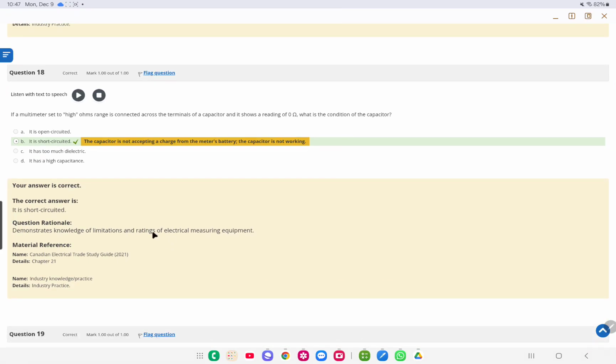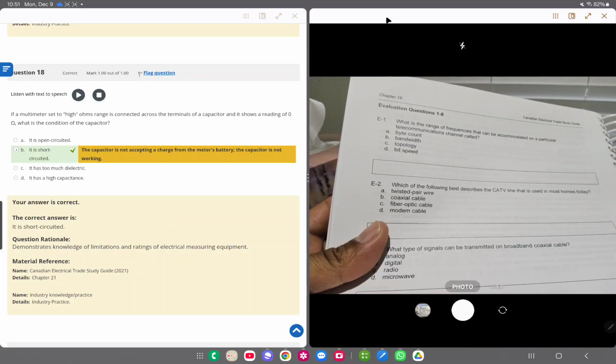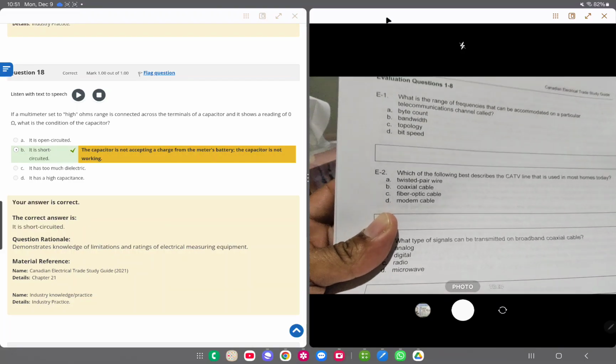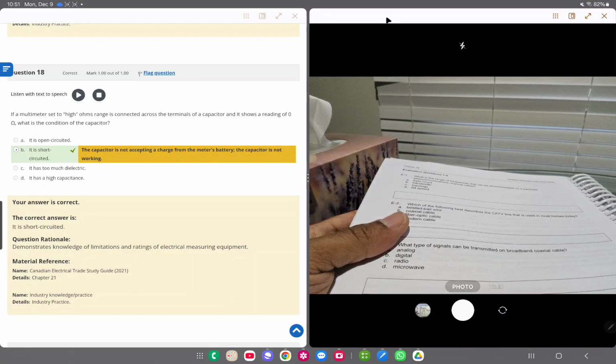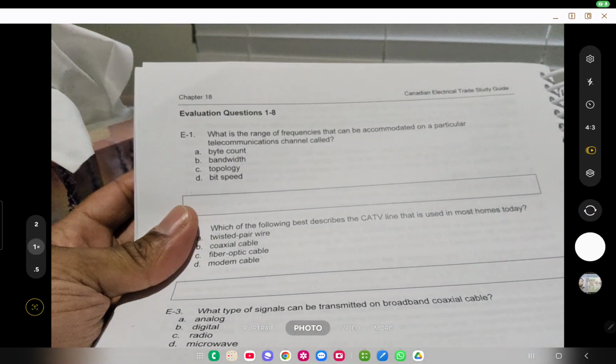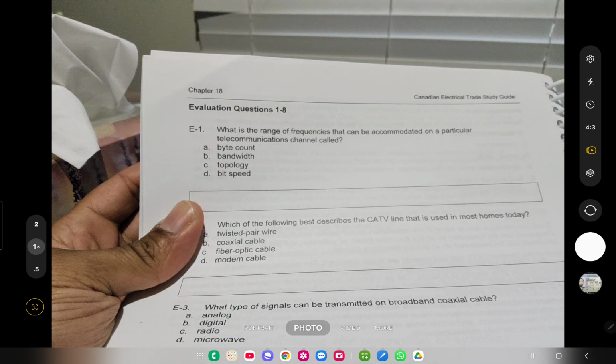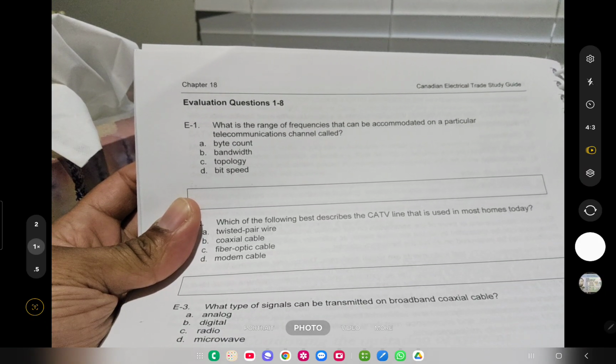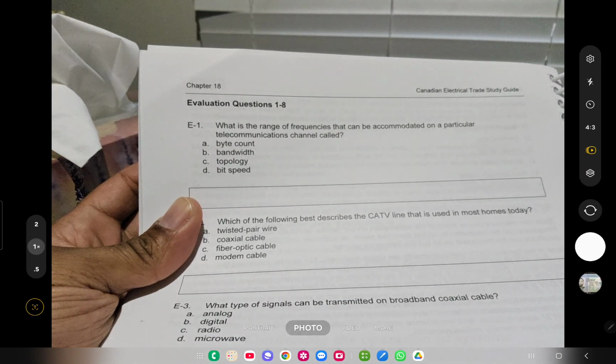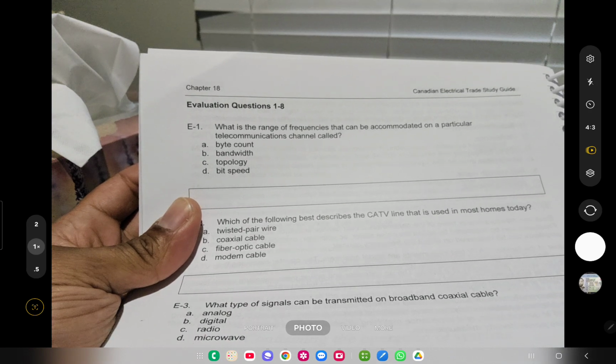Chapter 21. All right, so here we're going to do a quick sidebar. A couple of questions. What is the range of frequencies that can be accommodated on a particular telecommunications channel called? And the answer would be bandwidth.